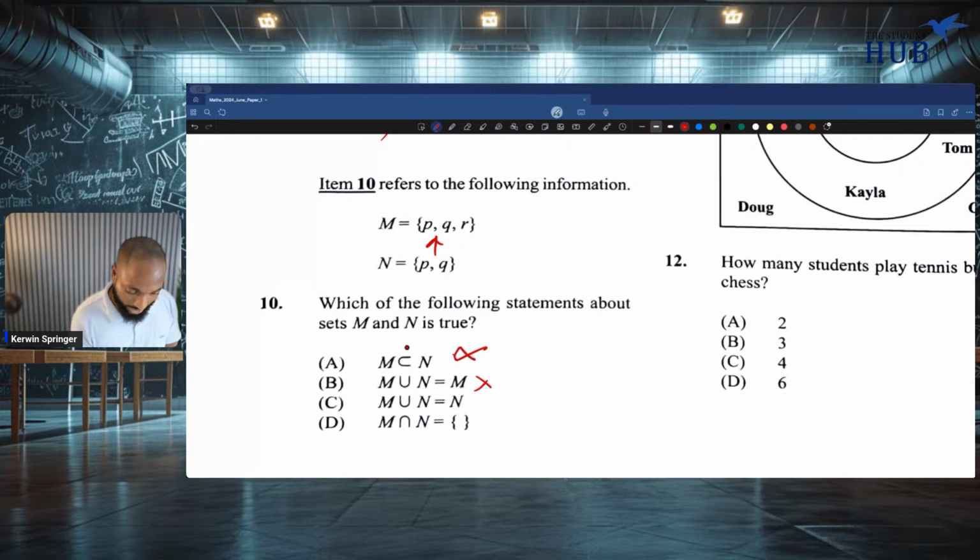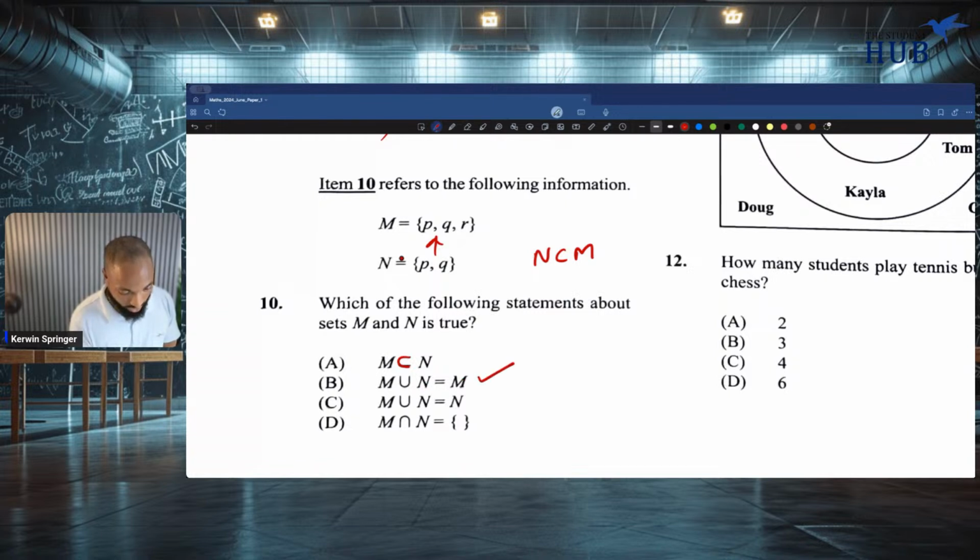Sorry, this is not true. It's the other way around. N is a subset of M. Good thing I checked the others, because this one, I'm starting over. Permission to start over. So it's the other way around. N is actually a subset of M. You understand? And M union N is M.